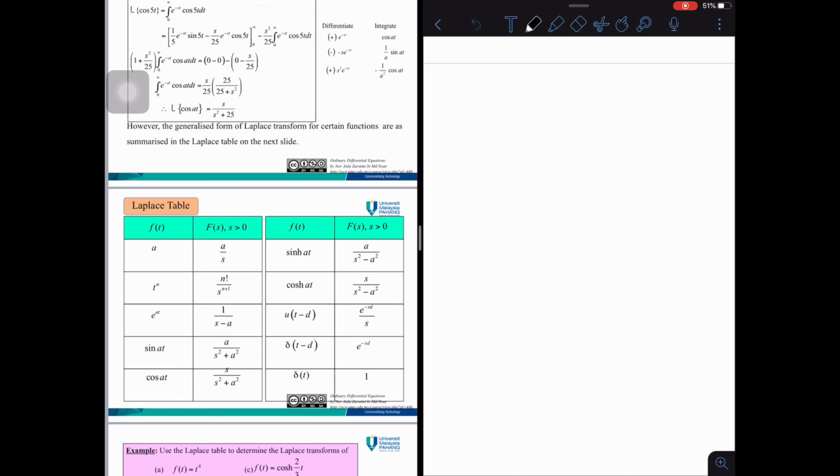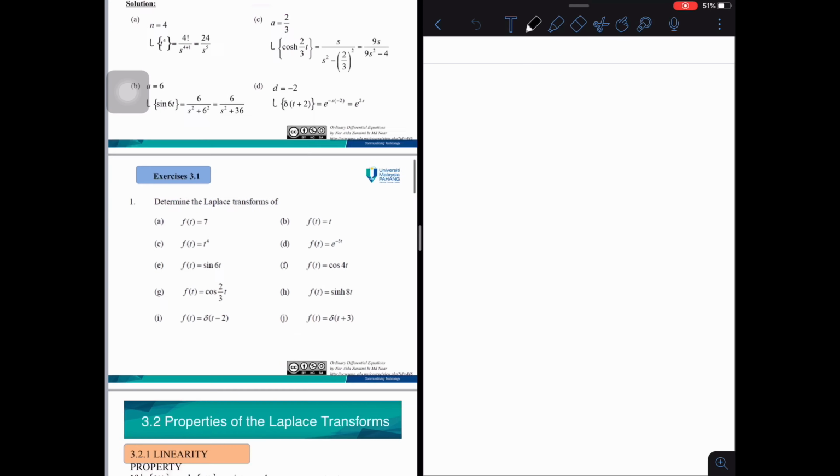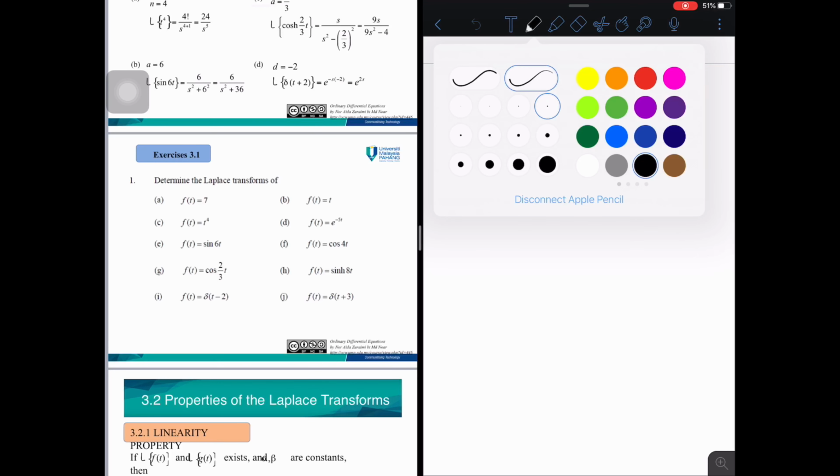So this is a summary of the Laplace transformation process that you can use when you need to do a Laplace transformation exercise. So let's do some exercise. Here we have exercise 3.1, determine the Laplace transform of a function. So let's do this together. Let's see the first one.